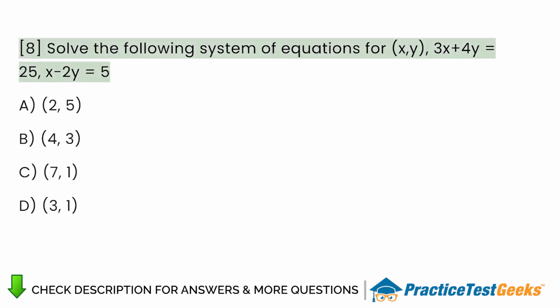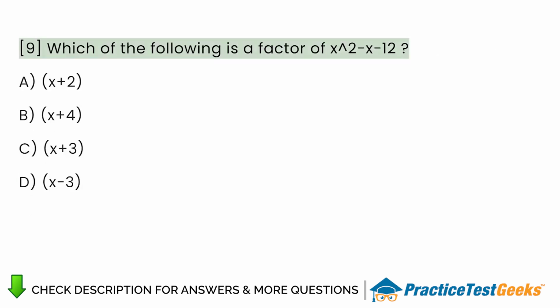Solve the following system of equations for 3x plus 4y equals 25, x2y equals 5. A. B. C. D. Which of the following is a factor of x2, x12? A. B. C. D.